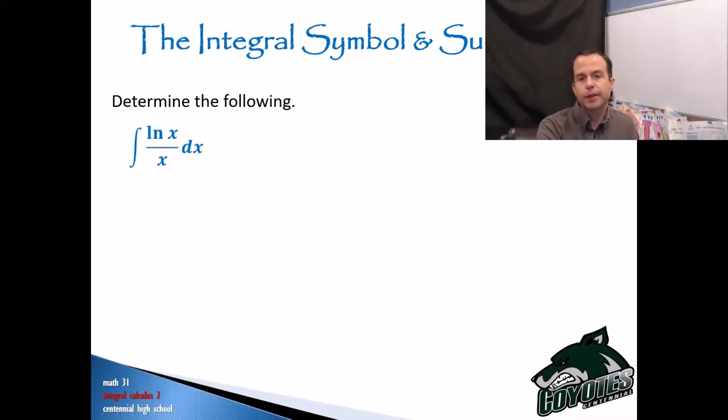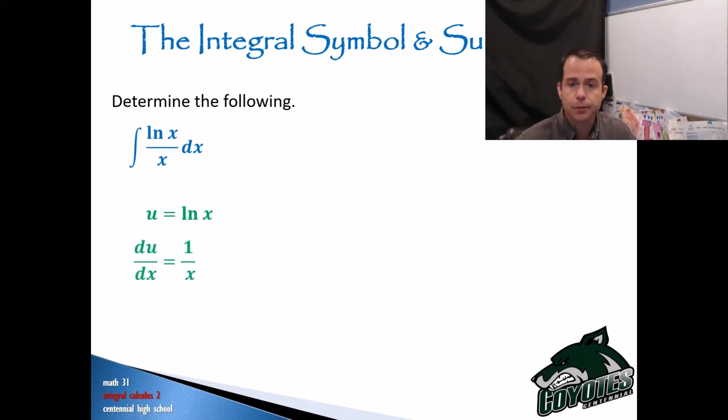Okay, so now I want the integral of ln x over x. So I'm going to make my u be ln x. The derivative of ln x is 1 over x, so du over dx will be 1 over x. I want to switch that to be dx equals. So dx equals x du. I multiply both sides by the x and then multiply both sides by the dx.